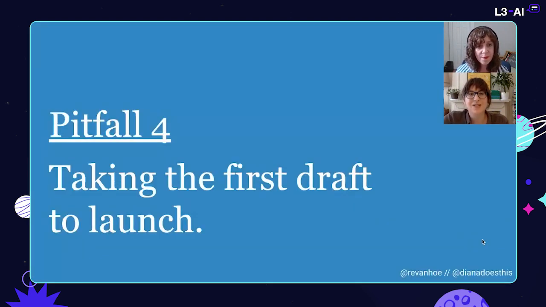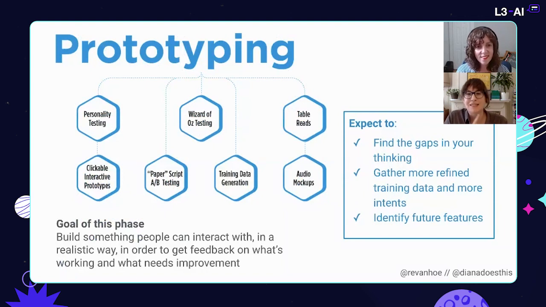All right, so you've got some ideas on paper. This takes us to potential pitfall number 4, taking the first draft to lunch. So you've got those ideas on paper. You might be thinking, okay, now we're going to start writing code. Not yet. You can save yourself a lot of time, frustration, and heartache if you spend time in prototyping.